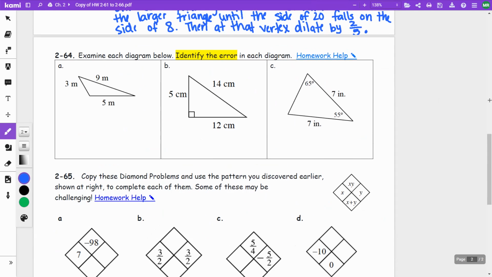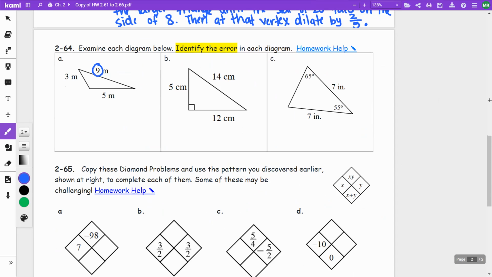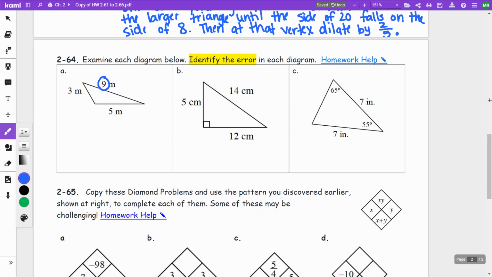On 64, we want to figure out if there's an error here. Now, what I'm going to do is look at that 9 and see, is that possible? I just chose that side. I could have chosen any of these 3 sides. But if I'm choosing the 9, then I'm going to take the 3 and the 5 and add. I'm also going to subtract. And what has to happen is that 9 has to be in between those 2 values I just got. And it's not.